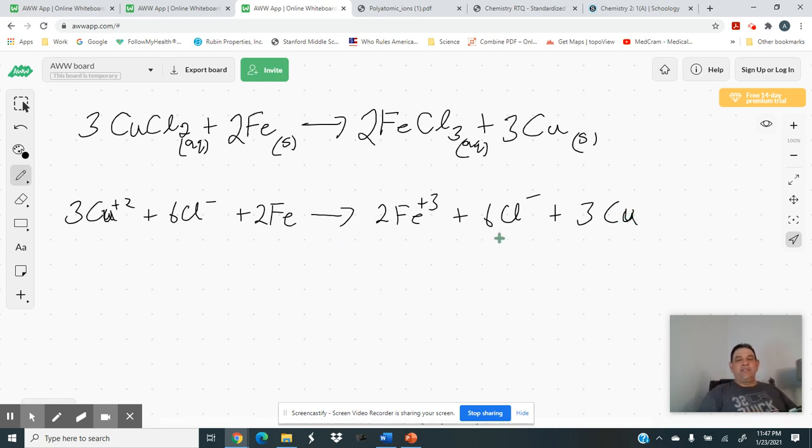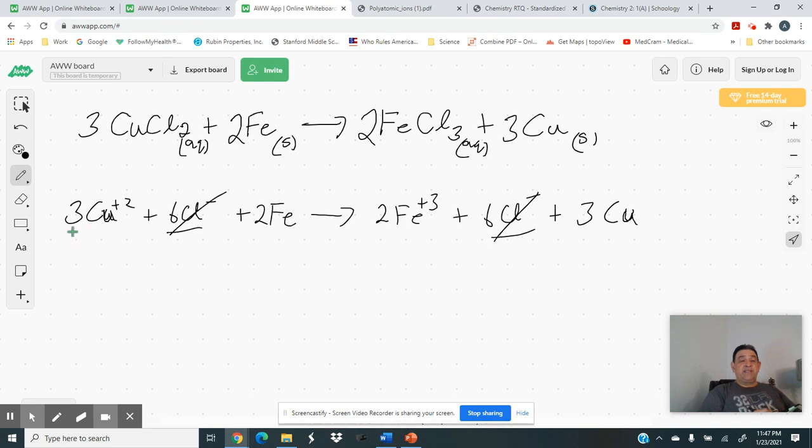All right, the third step is cancel out spectator ions. This is what I want to get to. There's 6 chlorides here, 6 chlorides there, so they cancel. Now, a lot of people do this. They see copper here, copper there, and they cancel them both out. Iron here, they cancel them both out. And then nothing remains. Which actually is a possibility in some equations. If everything's aqueous, basically everything breaks up into its ions, you're going to cancel everything out and you'd call it a no reaction. That's not the case here.